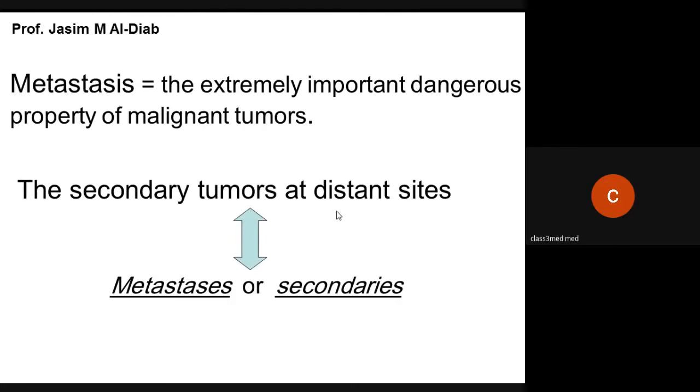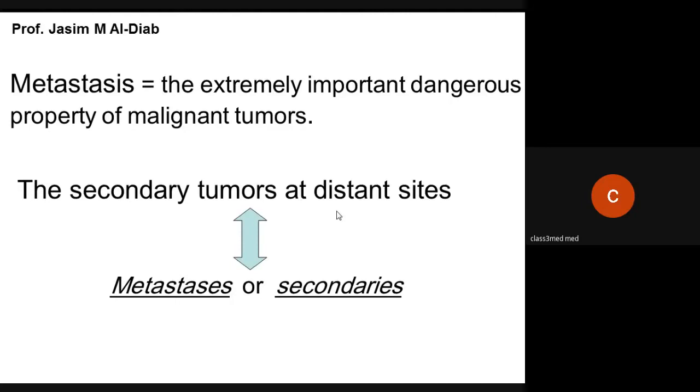Metastases, ending in E-S, not I-S, okay? Metastasis is the process of metastasis, and metastases mean the metastatic tumors. Let no one say there is a spelling mistake, once I-S and once E-S written. Clear?